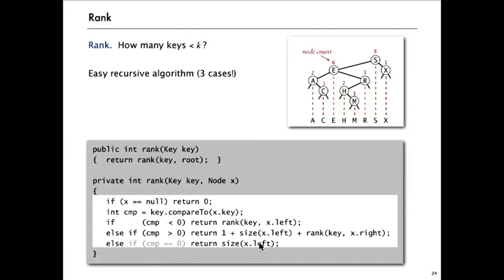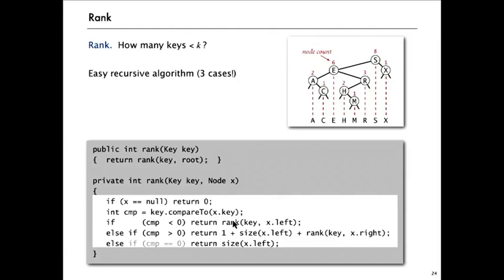then the number of keys less than our key is the size of the left subtree of that node. So if we're looking for the rank of E, say, how many keys are there less than E? There's exactly 2. That's by definition in the data structure. That's the number of keys that are less than E. So that's that one for rank.